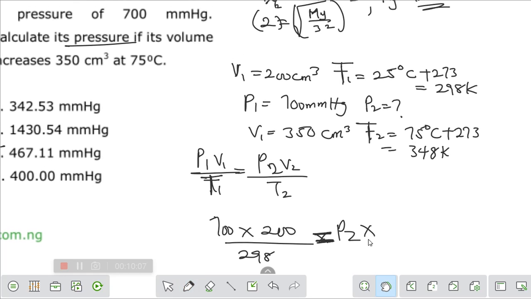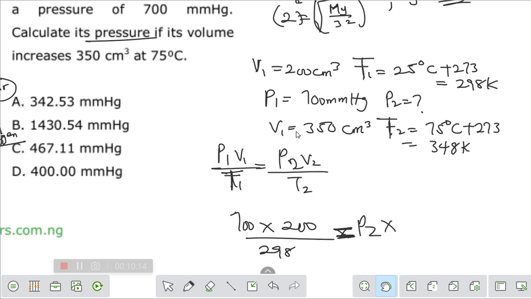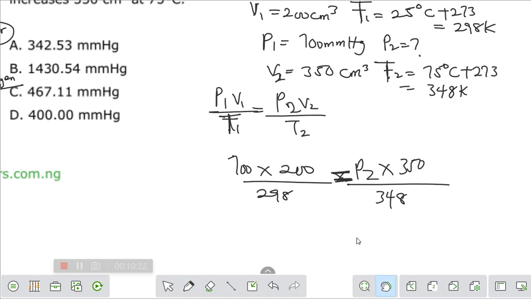Where is my V2? Okay, my V2 is this, sorry, 315. Then our T2 is 348. So just calculate everything like that.